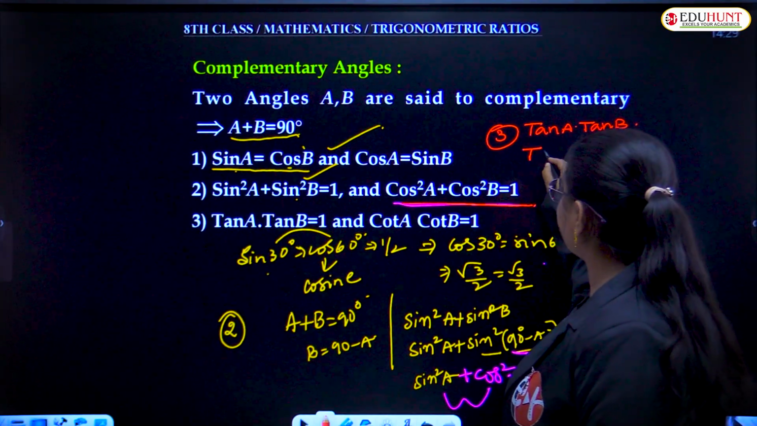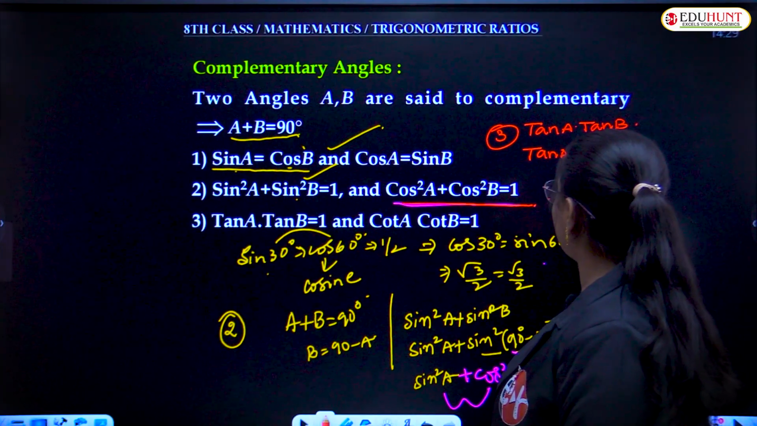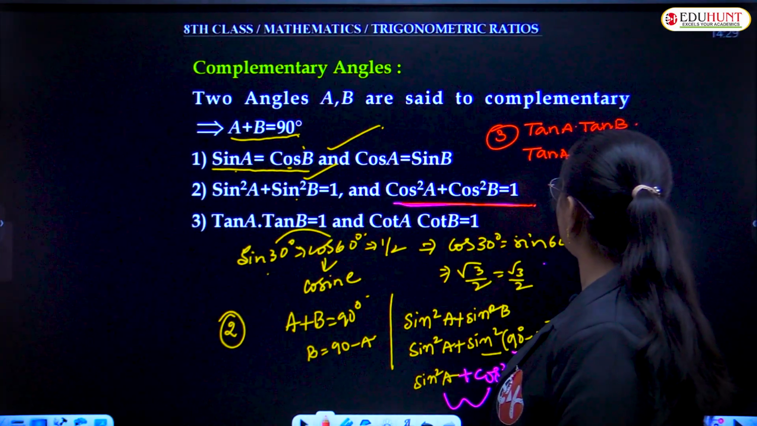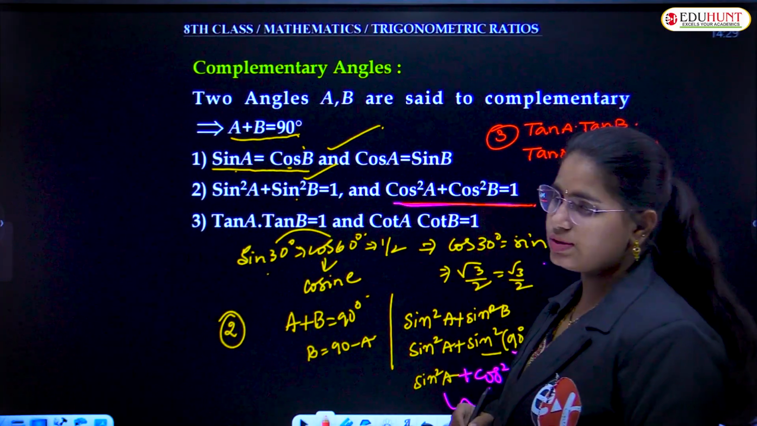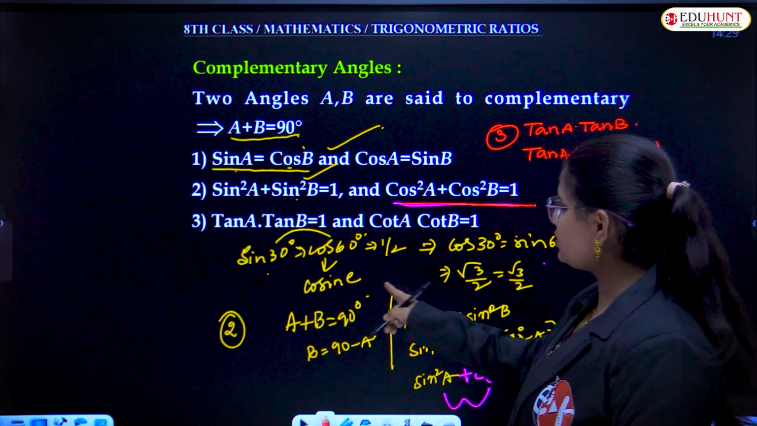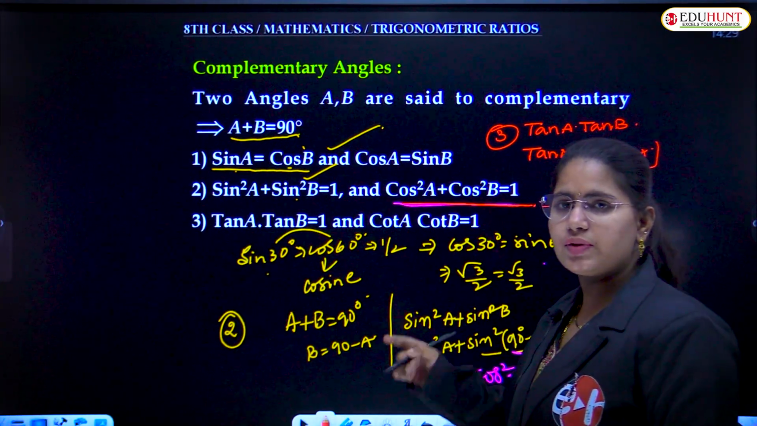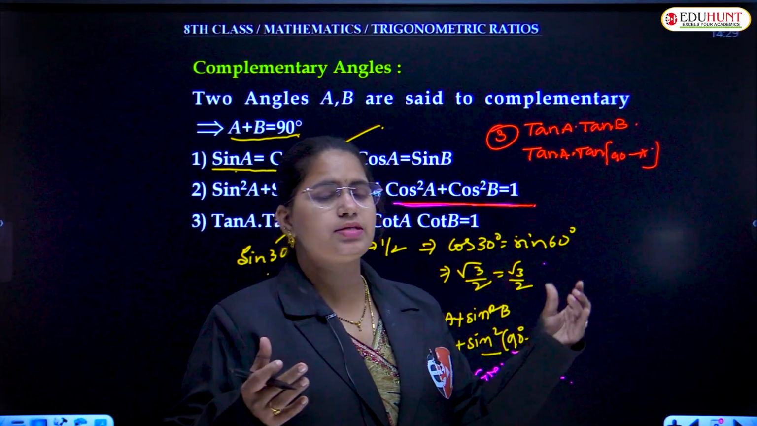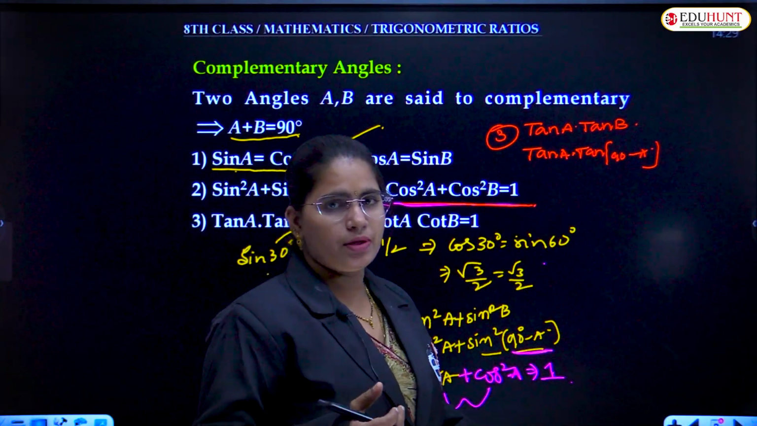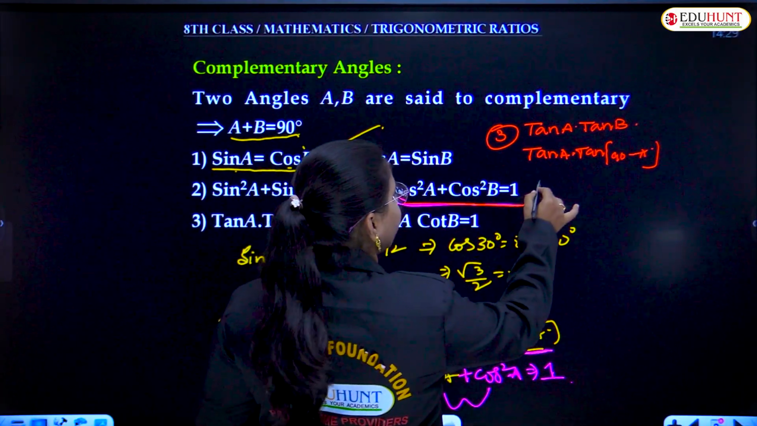So, what can I write from this? Tan A into, what is B here? As usual, 90 minus A. In the place of B, I am just replacing it with 90 minus A. Got it? Right? So, what we have?